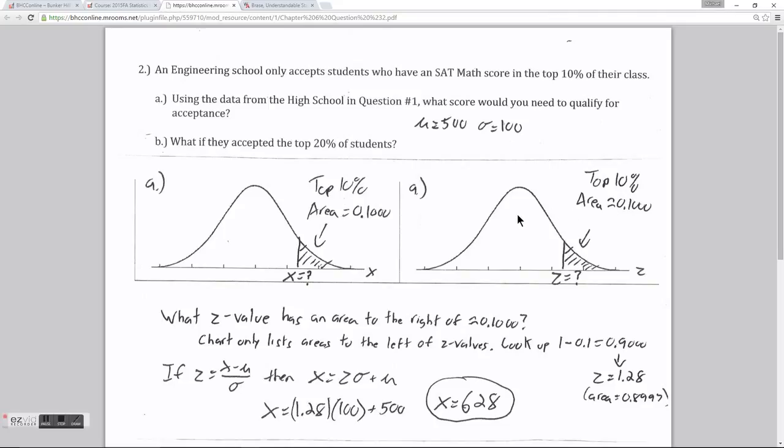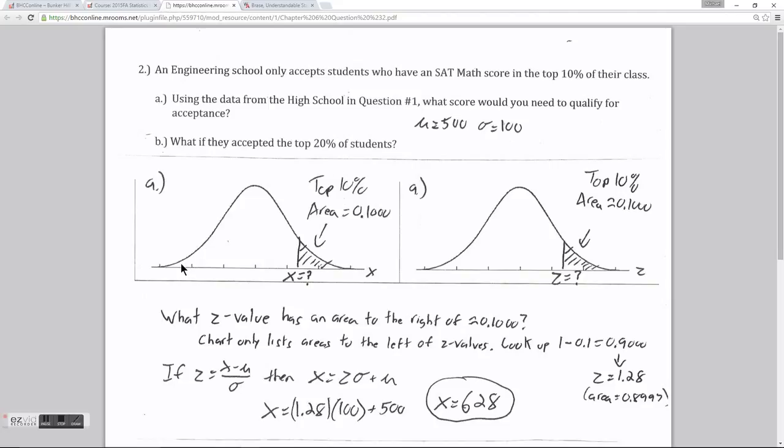In this question, we're going to continue with the same population of high school students, but the question we ask is going to be a little bit different. So using that same population of SAT scores with a mean of 500 and a standard deviation of 100, Part A asks, what score would I need to qualify for acceptance into an engineering school if they only accepted SAT math scores in the top 10% of the class?